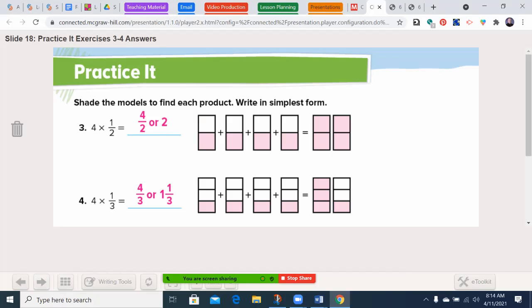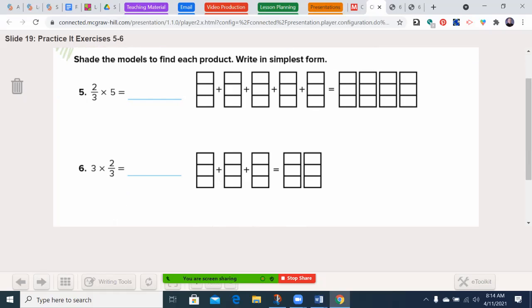4 times 1/2. So here's your 4, and you shade each in half. Put together, you've got 2 full ones. So 4 over 2. And that over 2 is because there's 2 in each column. Here, 4 times 1/3. Put 1/3 of each. Totals up to 4 thirds, which is 1 1/3.